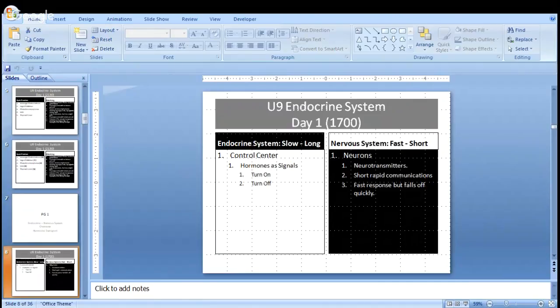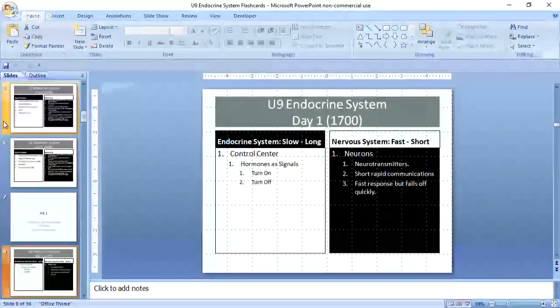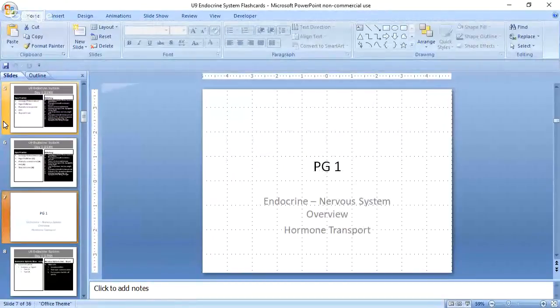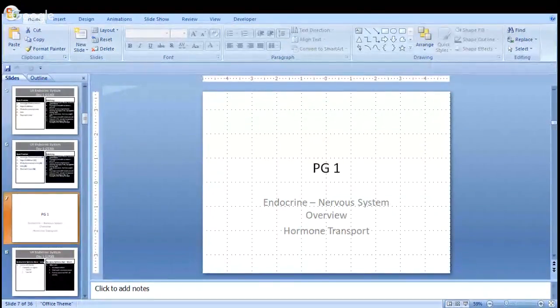What I've done is refine this a little bit more. If you look at the way I've set this up now, the first page says page 1, and look what it says: endocrine system, nervous overview, hormone transport. As you look through it, you can get a general feel for how the pages are laid out and how this is going to flow. If nothing else tonight, I want to make sure you get through all the page overviews so that you get a feel for the flow of what you're going to see tomorrow.